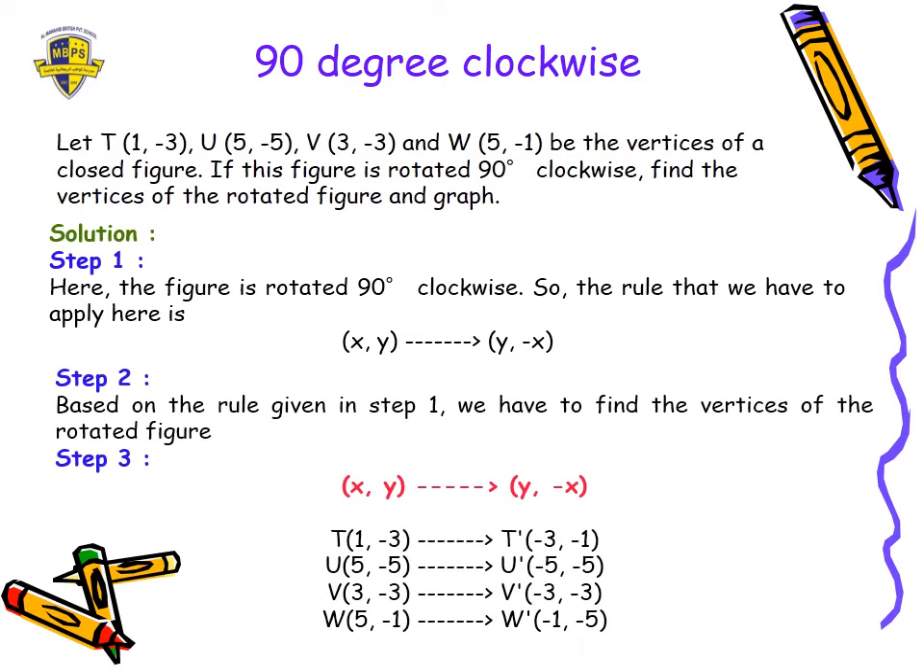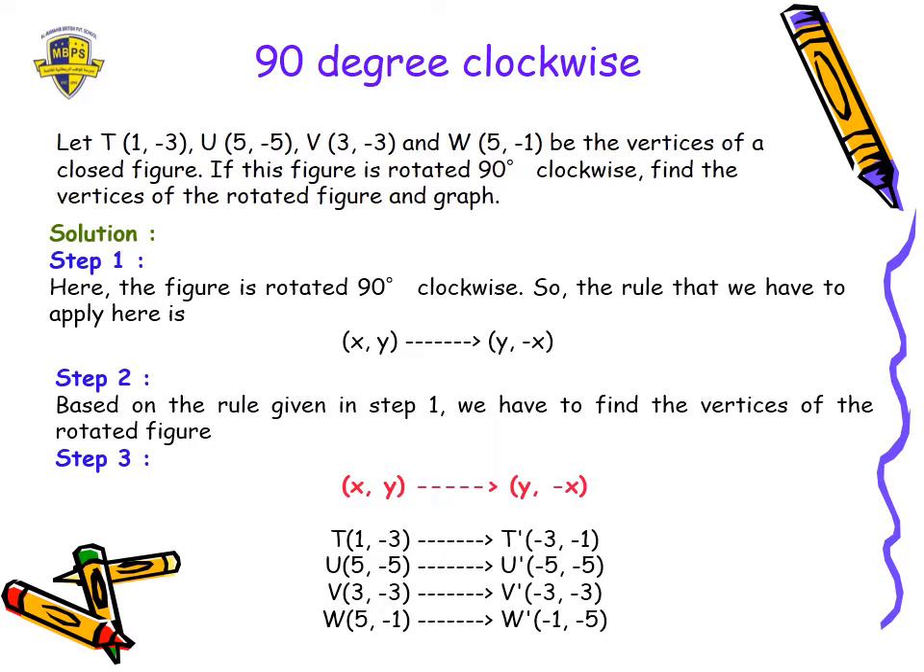Now the second step, we use the rule to apply it on the points we have, or the corners. The first one is T. T is 1 and minus 3. Now change the places of x and y. It will be minus 3 and 1. Good. Then change the sign of x. 1 will be minus 1, so this is T prime, or T after rotation. It's minus 3 and minus 1.